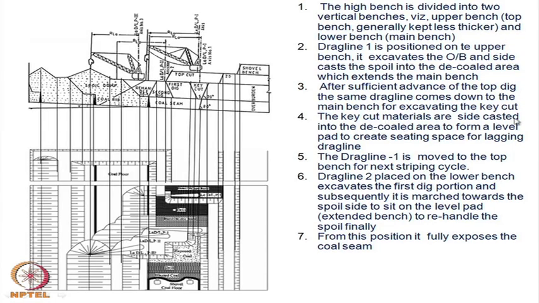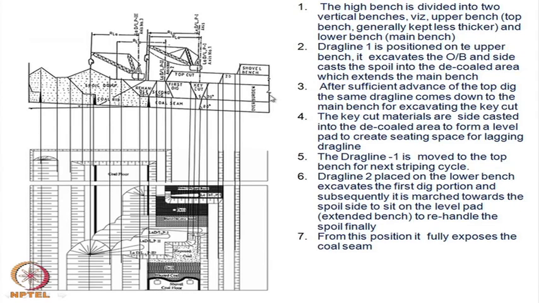That key cut material is side casted into the decoaled area to form a level bed, to create the sitting space for the lagging dragline. So in the decoaled area it has created a bench where the second or lagging dragline will be sitting. Dragline 2 is placed on the lower bench to excavate the first dig portions and subsequently march towards the spoil site to sit on the level bed to rehandle finally. So, our whole coal is exposed in this.